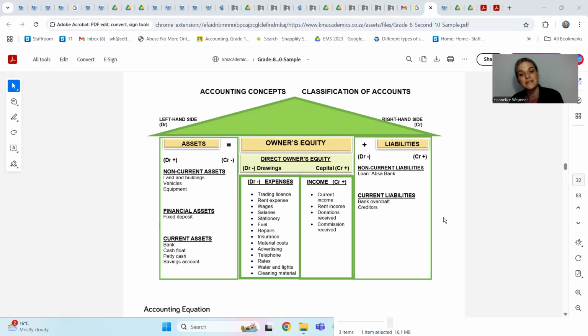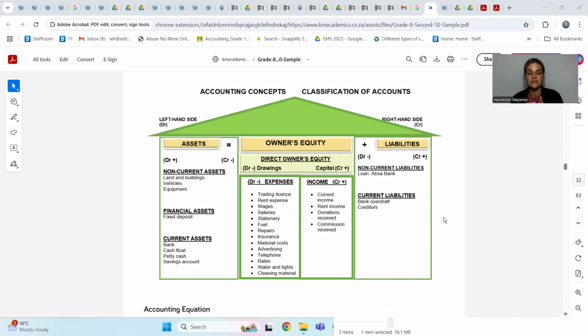Then, if we look at liabilities on the other side, we are looking at the things that the business owes to someone else. So something that the business has to pay to someone else, such as a loan that you obtain from a bank. So at some point, you are going to have to make repayments. It's not your money. Then, right in the middle there, we have owner's equity.